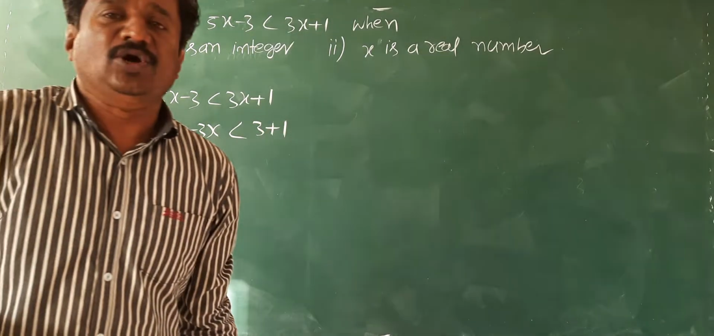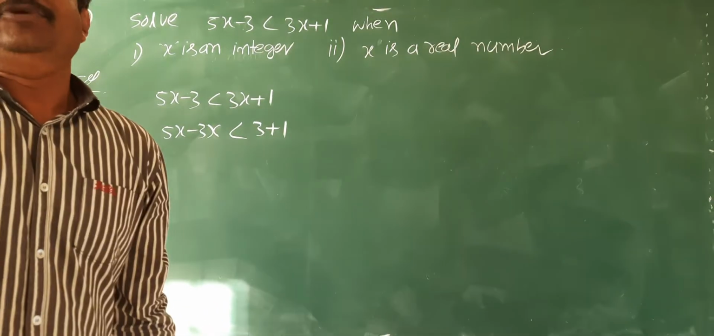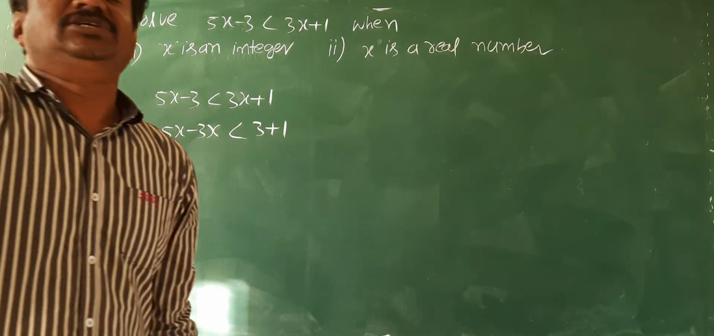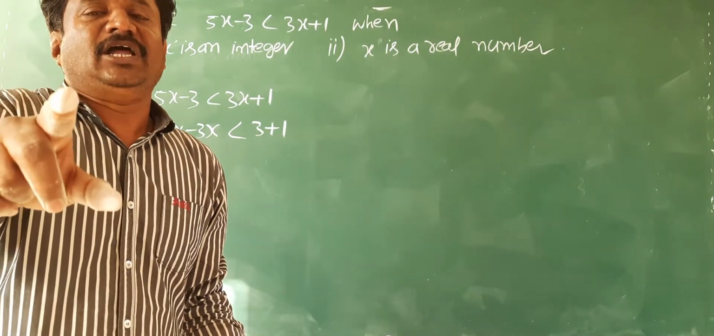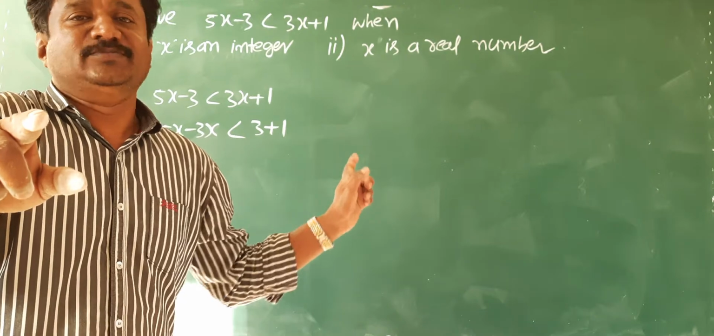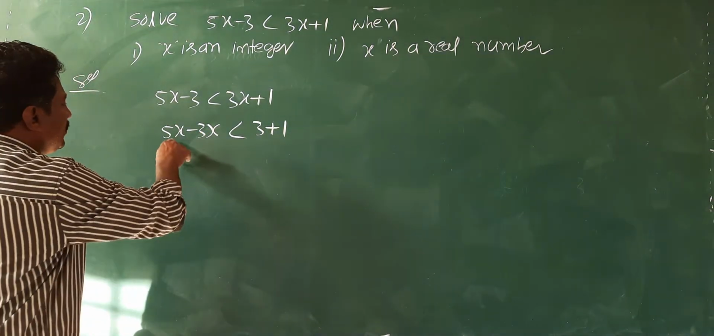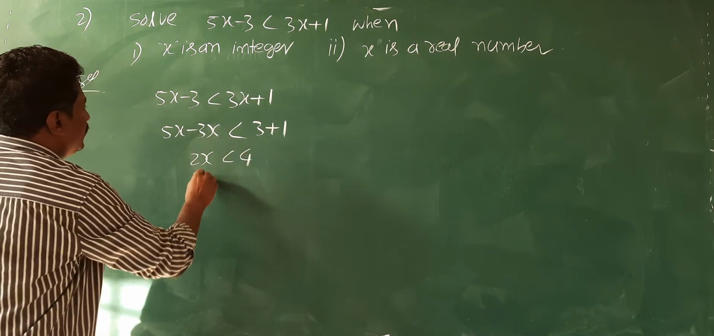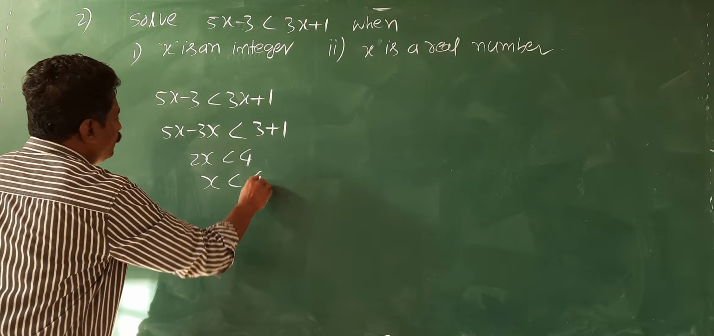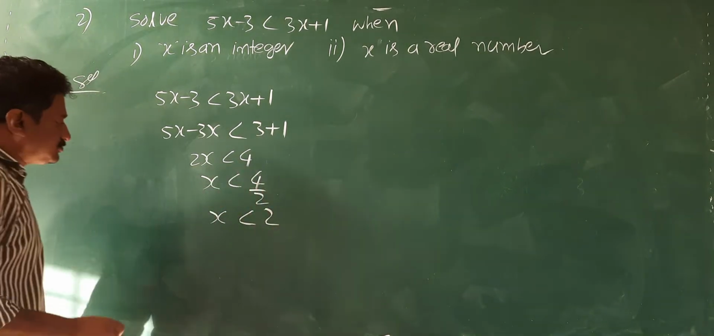Inequality changes only on multiplying by minus on both sides. If I interchange the terms, it won't change. Interchanging terms will not affect that, right? Okay. So 5x minus 3x, 5 minus 3 x, 2x, less than 4. x is less than 4 by 2. x is less than 2.